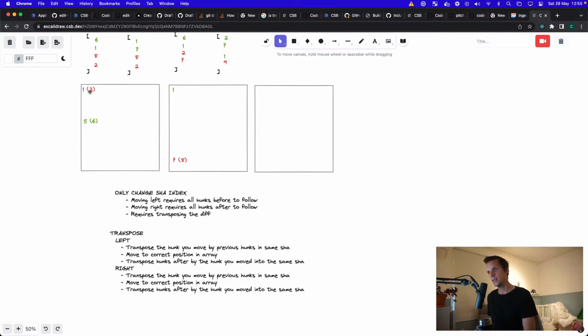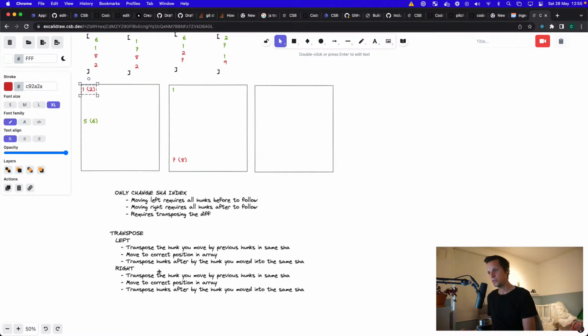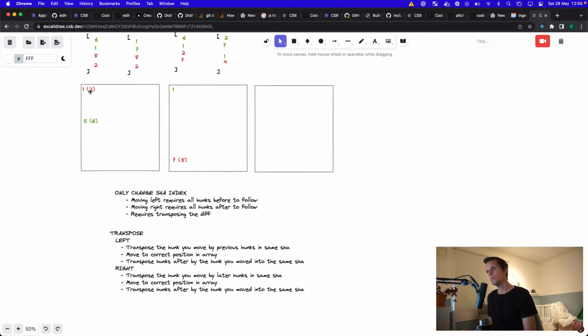So this would be, I would transpose the hunk you move by previous, what's it called? Previous, after. Later hunks in same SHA. So that will mean this would become 2 again. That one's correct at least. This one would become 2.